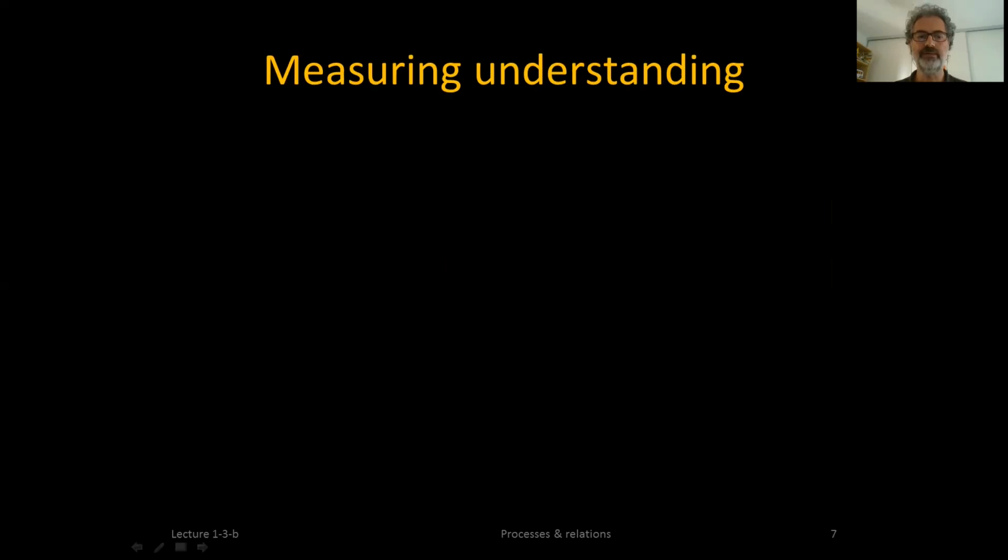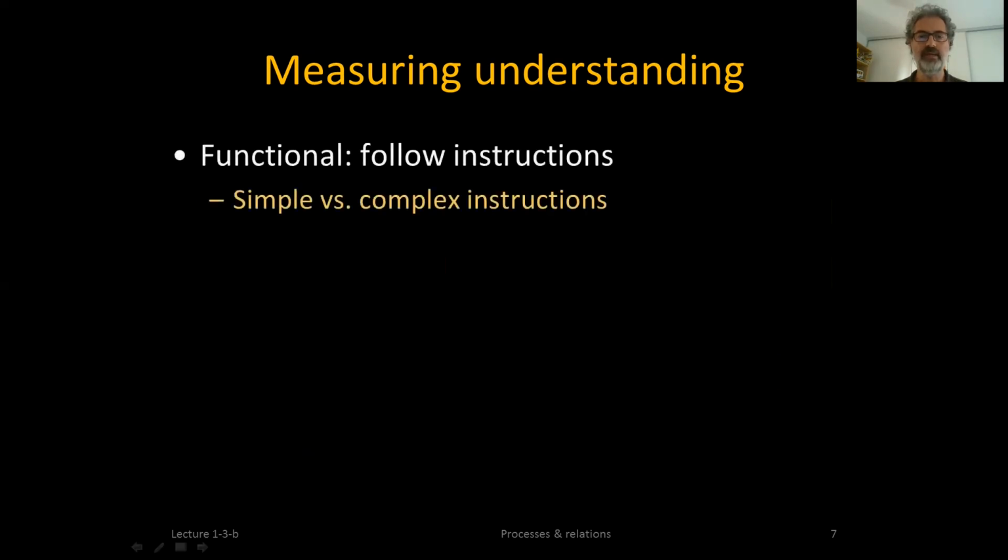How can we measure understanding? There are actually several different ways that look at different aspects of comprehension. One possible way is functional measurement. For example, it's to measure the ability to follow instructions. You can give simple or increasingly complex instructions, and you can see up to which point someone can follow them accurately. This method is most often used in measuring spoken comprehension or language comprehension rather than reading comprehension.